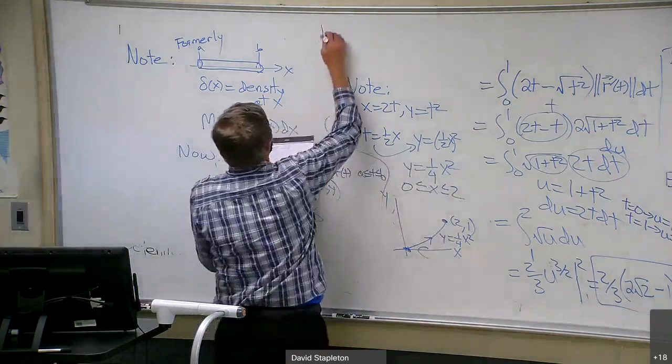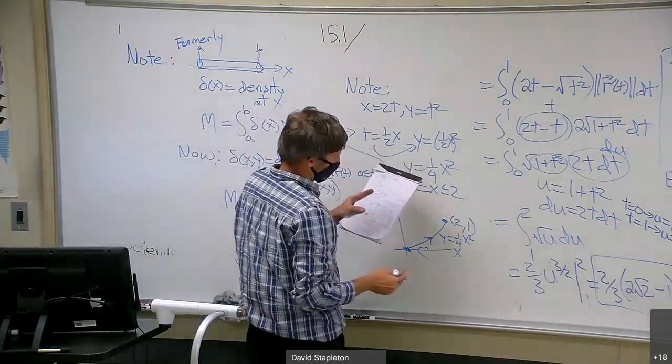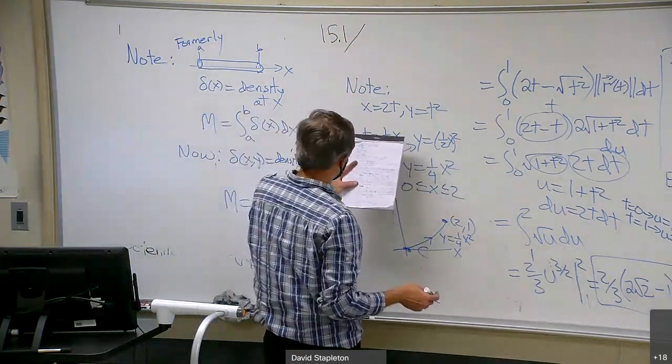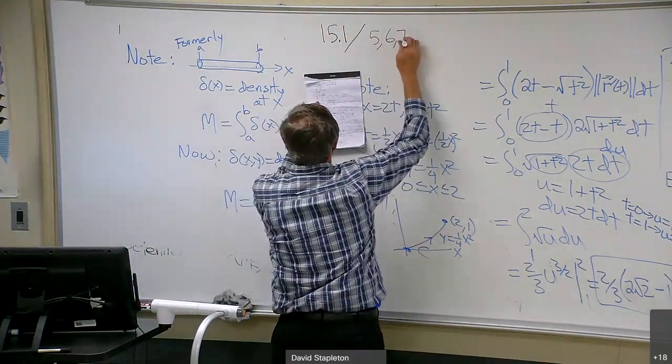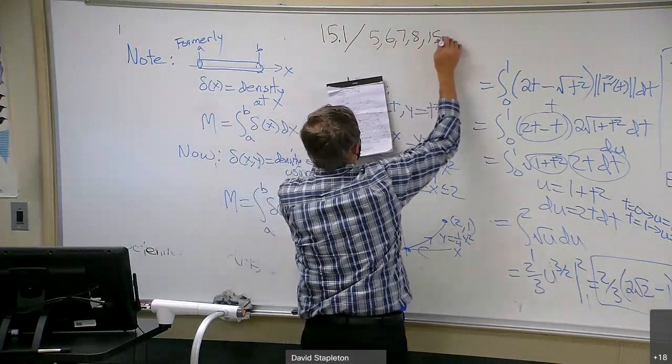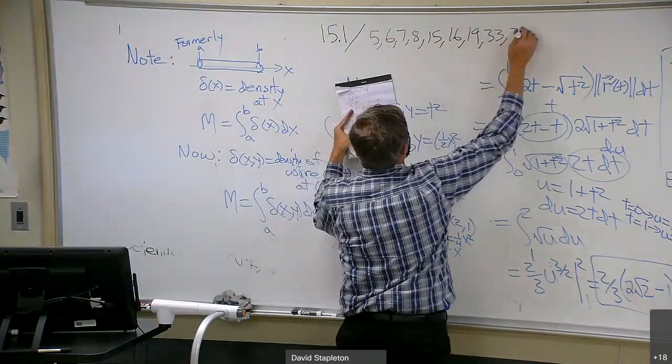Out of 15.1, all these definitions of gradient and curl and divergence and triple product. Let's look at all these problems, but they're fairly short. 5, 6, 7, 8, 15, 16, 19. Doesn't hurt to do more. 33 and 37. All right.